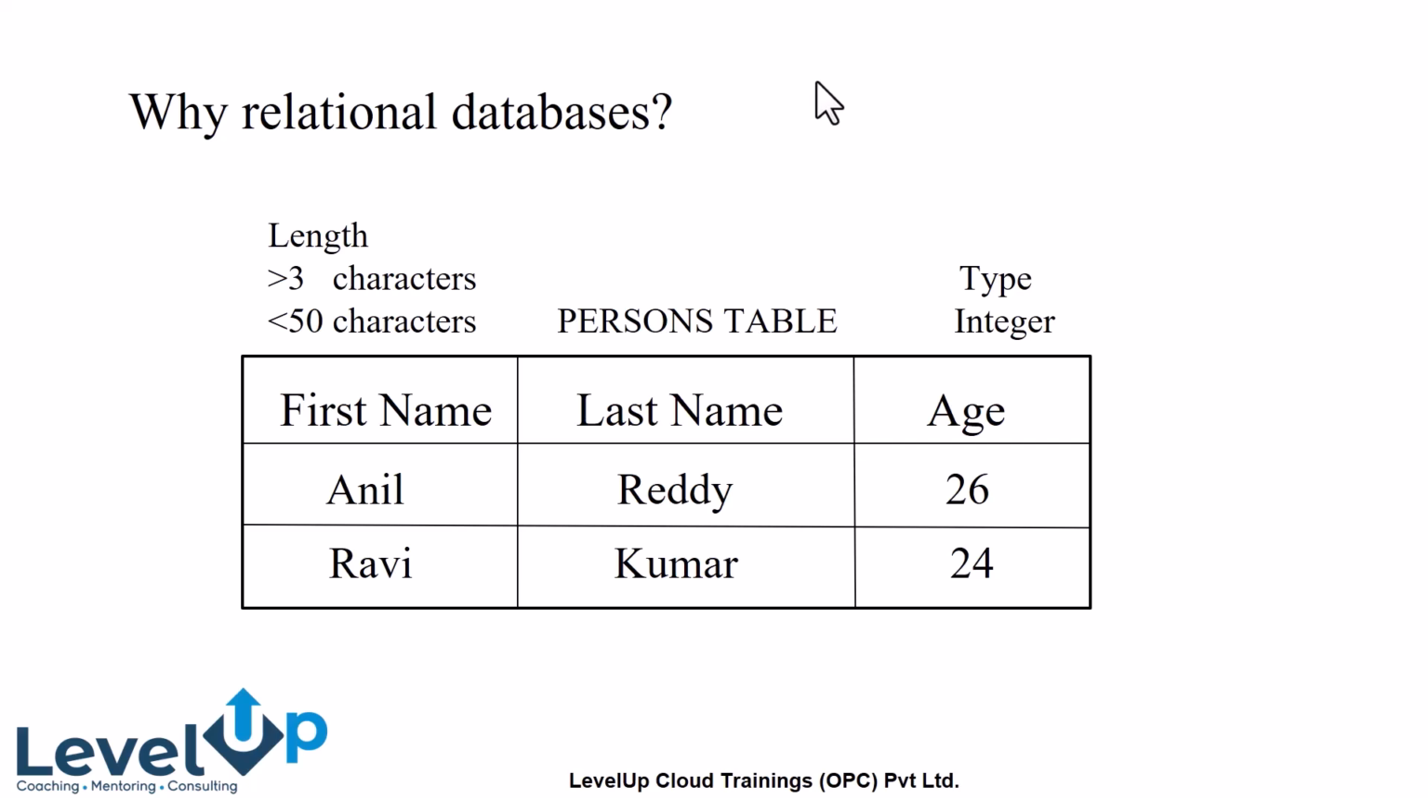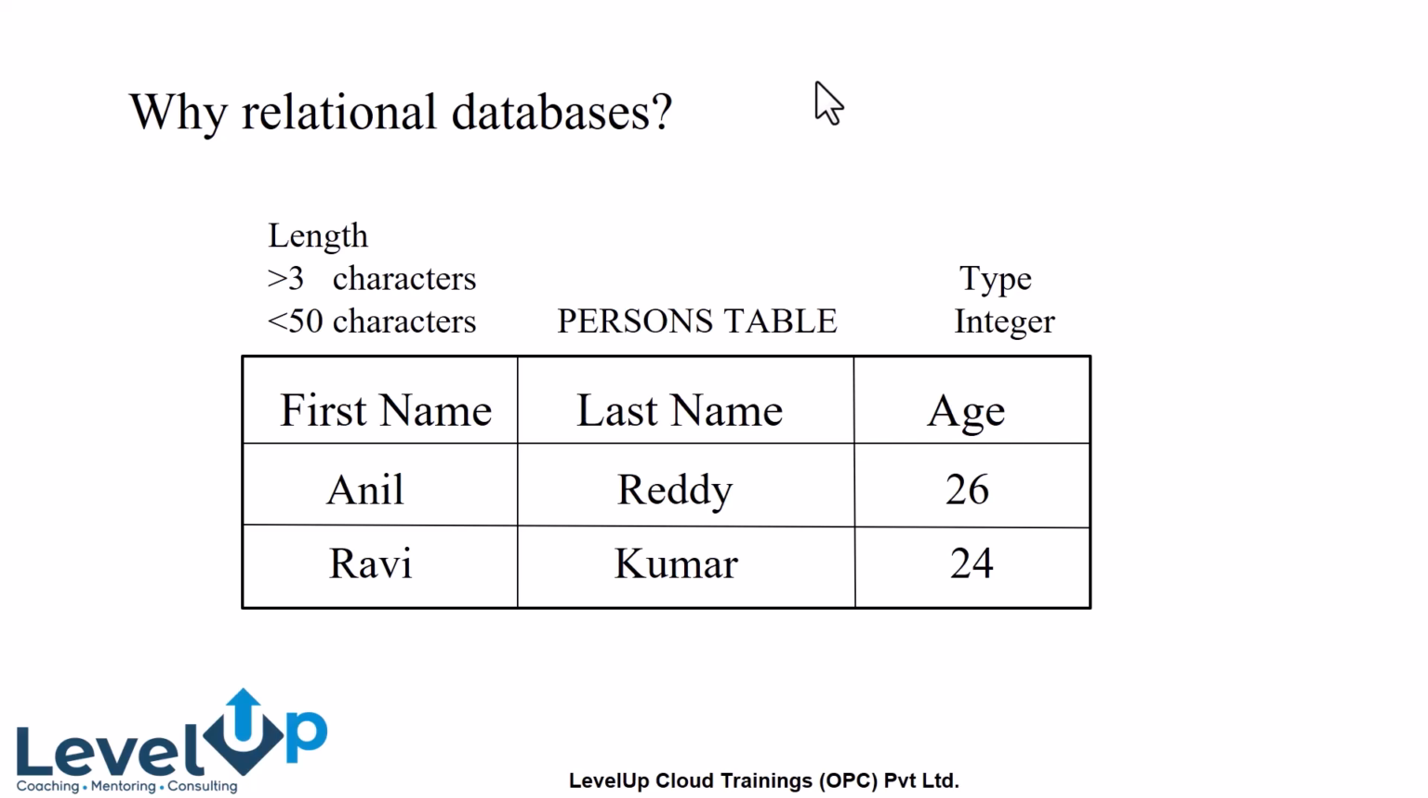Let's say you're getting data for your company, your customers' data. You have the first name of the customer, last name of the customer, and age of the customer. Ideally, what we do is create a table because we have three elements. We create three columns, and for each customer there'll be one row: first name, last name, and age.